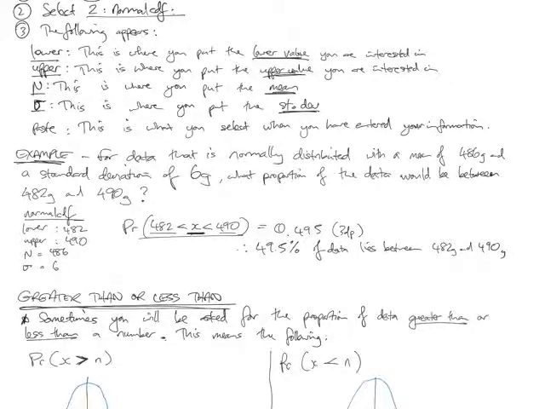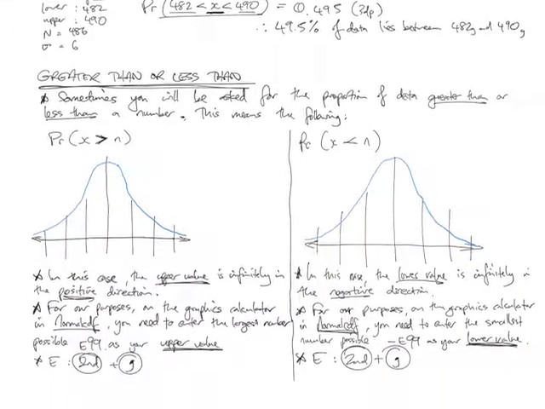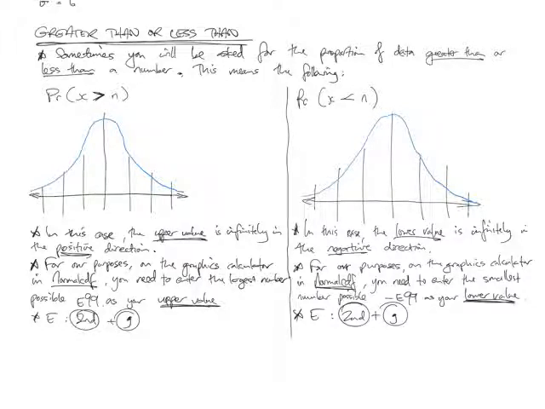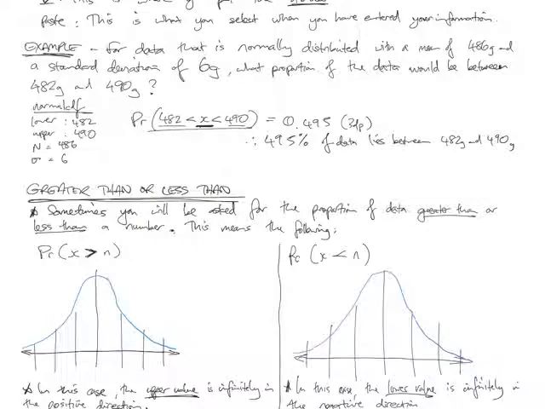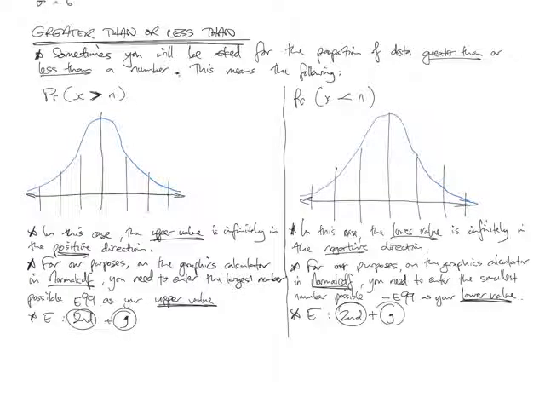Okay, that's what the calculator spits out. It says 49.5% of the data is between those two numbers. Okay, the only other thing that you're going to need to deal with is greater than or less than. Sometimes you're going to be asked for the proportion of data greater than or less than a number, not between. So previously, it's asked for between 482 and 490. Well, in this case, you might be asked, what's the proportion of the data that's going to be greater than n? So here, this is what the question might look like. What's the proportion of the data, x, greater than n?